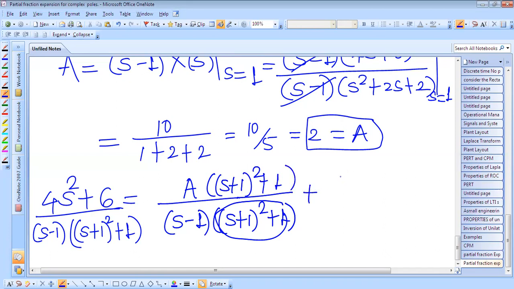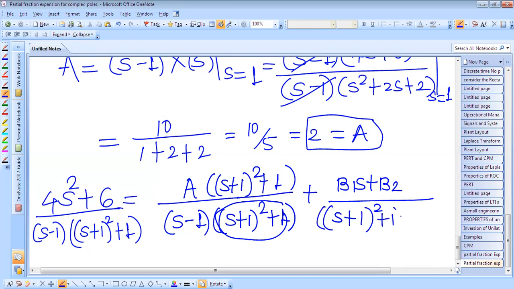Plus, that is b1 s plus b2. What terms will be there? Here (s plus 1) square plus 1. Okay, and one more term we have to add here, s minus 1, for making the common denominator. So here we have multiplied by s minus 1. Here we have to also multiply the numerator by s minus 1.